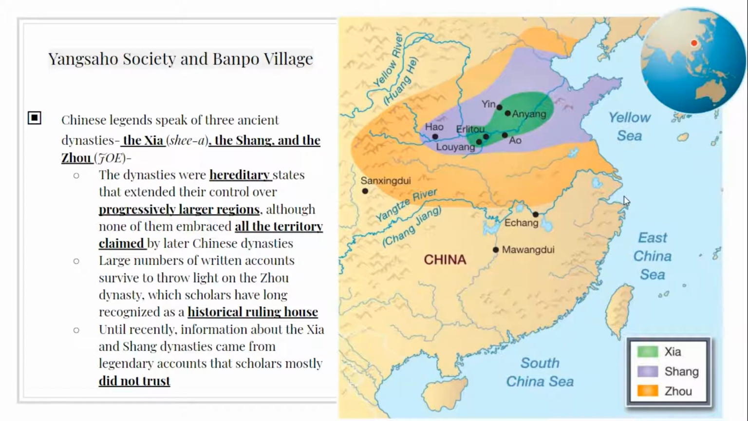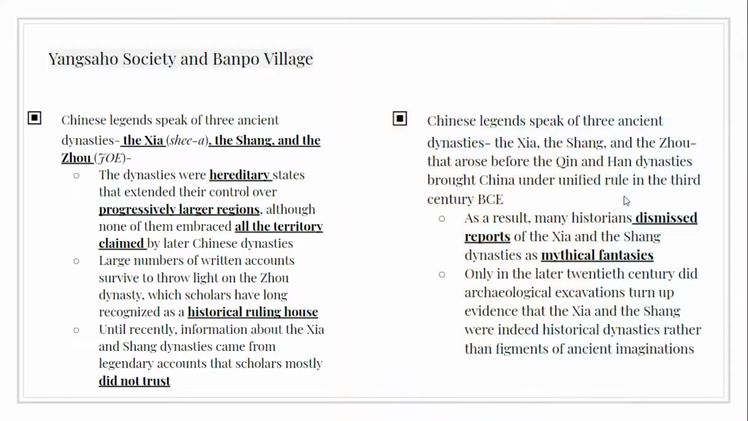Until recently, the information about the Xia and the Shang dynasty came from legendary accounts that scholars mostly did not trust. So, in other words, for a large portion of time, a lot of historians and archaeologists just thought that the Xia and the Shang dynasty were legend stories, fairy tale-esque. But there has been new information coming out within the decades that there is evidence that the Xia and the Shang dynasty have actually existed, which is pretty fascinating and awesome because we do have some evidence for that.